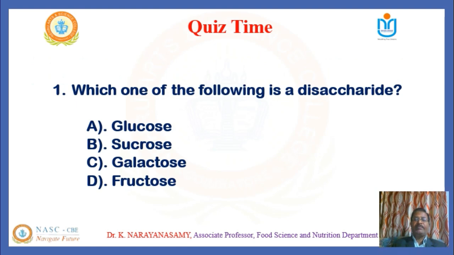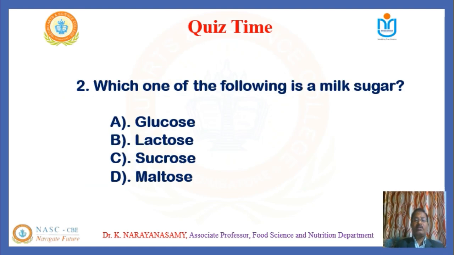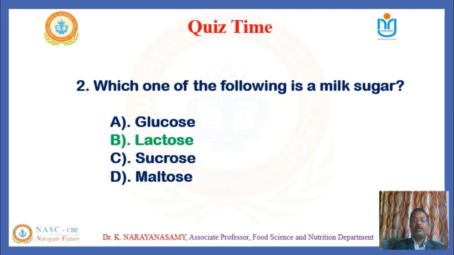This is quiz type. You can try to answer this. Which one of the following is a disaccharide? A. Glucose, B. Sucrose, C. Galactose, D. Fructose. Tell me the answer. Yes, the answer is B, sucrose. This is the next question. Which one of the following is a milk sugar? A. Glucose, B. Lactose, C. Sucrose and D. Maltose. And the answer is B, lactose, because that is present in milk.